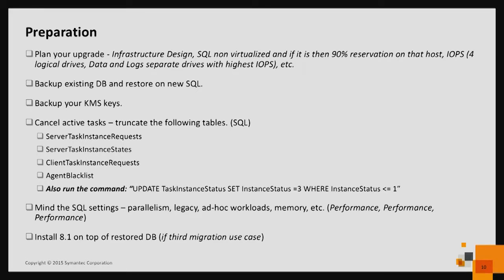Server task instance requests, instance states, instance requests from the client, and then truncate your agent blacklist, because there's a lot of trash that gets put in there over the years. Just get rid of it. Let it come in net new. Also, you run the command to change the instance status from a 3 to a 1, which basically puts it into a stop state, which is different than that one.